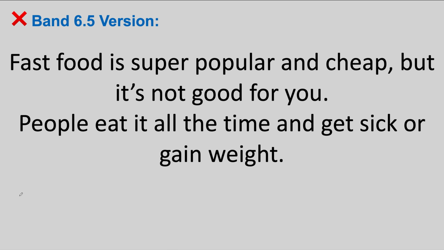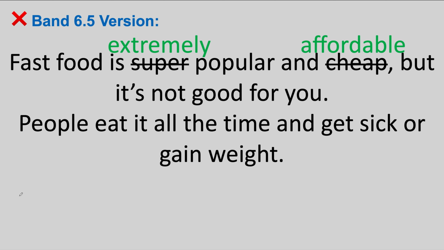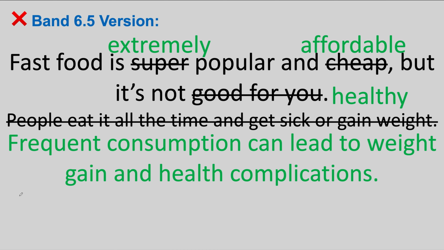One reason for a lower IELTS score is using informal or vague vocabulary. Take this example. Super popular is too casual. We'll use extremely popular. Cheap becomes affordable. Not good for you is vague. We'll say not healthy. And instead of people eat it all the time and get sick or gain weight, we'll write frequent consumption can lead to weight gain and health complications.